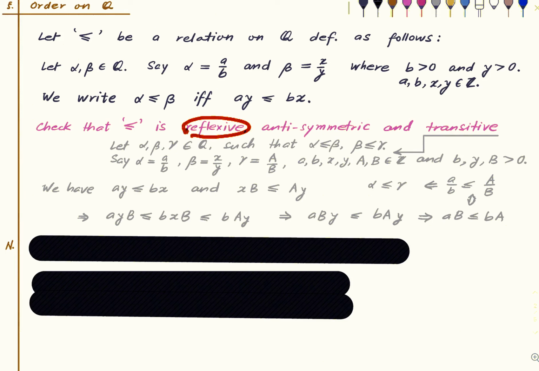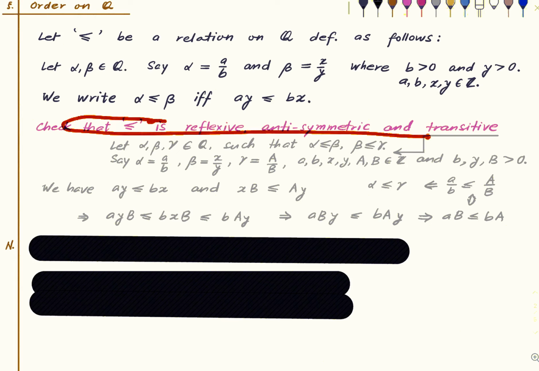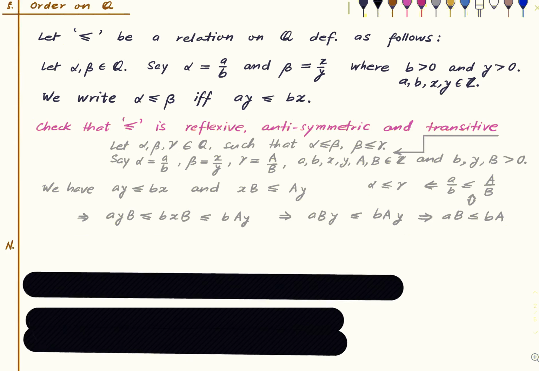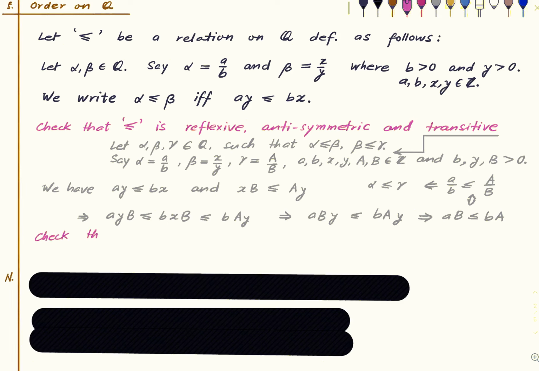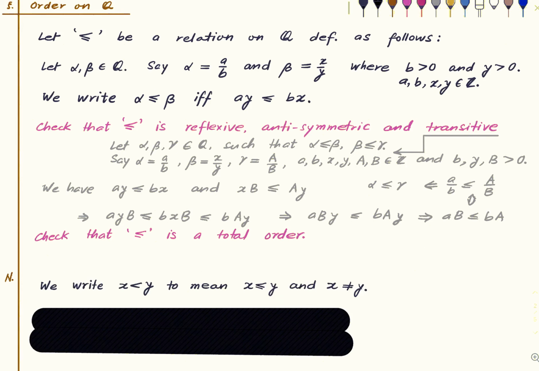Okay, so I leave you to check reflexivity and antisymmetry. That is very, very simple. And I also want you to check that this is actually a total order. So this statement says that this guy is a partial order, but check that this guy is actually a total order, which is also a very, very trivial statement. So check that. This is a total order. Okay. And here is something to note. It is just a matter of notation.